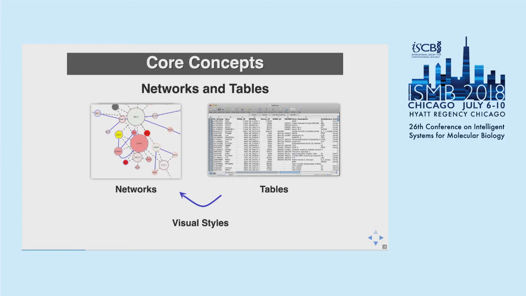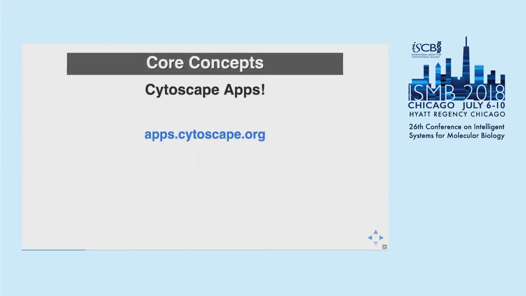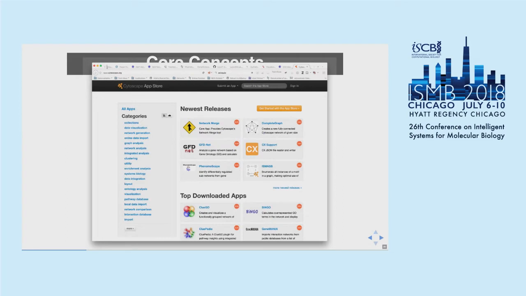If you think about it, it will have tables, it will have networks, and it will have styles. There's a whole bunch of other stuff that goes around those things, but those are the three key concepts. The fourth concept, which is one that we've already mentioned, is apps. So Cytoscape is extensible. There are a lot of people that have written apps for it. There is an app store.